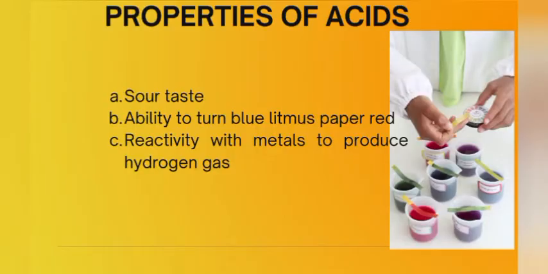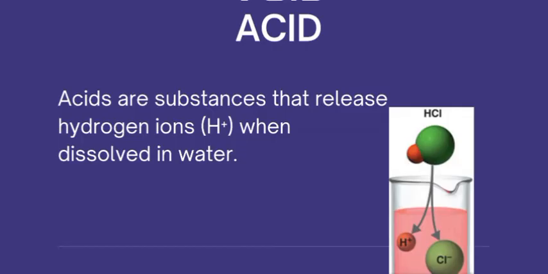Also, another property of acid is that it has the ability to react with metals to produce hydrogen gas. What this means is that when acids react with metals, hydrogen gas is liberated. And I think that corroborates the definition that an acid is a substance that produces hydrogen ion when dissolved in water. So also when they react with metals, they liberate hydrogen gas.